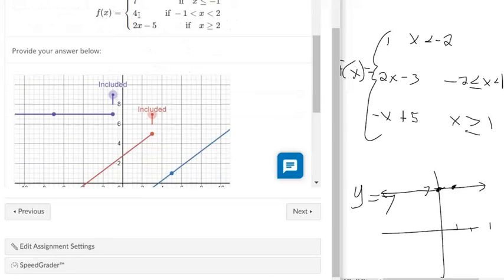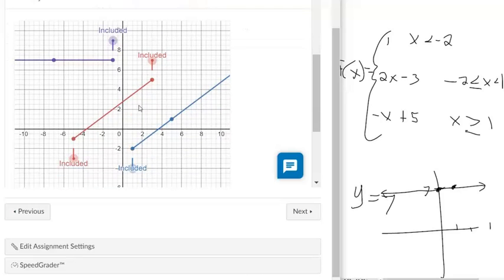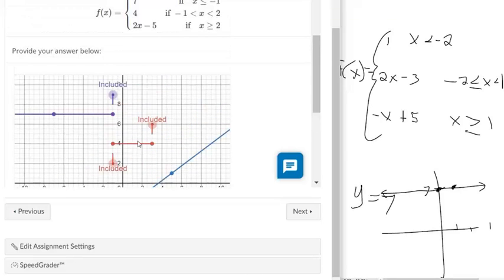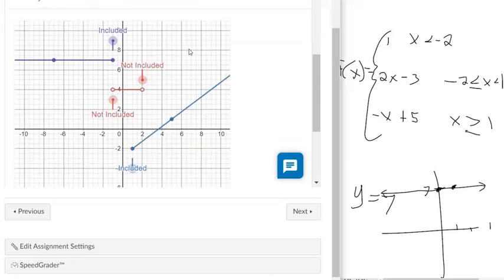This piecewise function says y equals 4 when x is between these two numbers. So y equals 4, and that's when x, this is not included because it's an open circle, right? Y equals 4 when x is between -1 and +2. And then another open circle over here because it doesn't say or equal to.